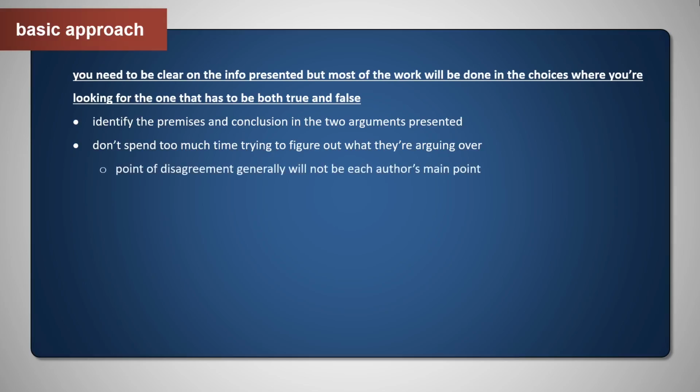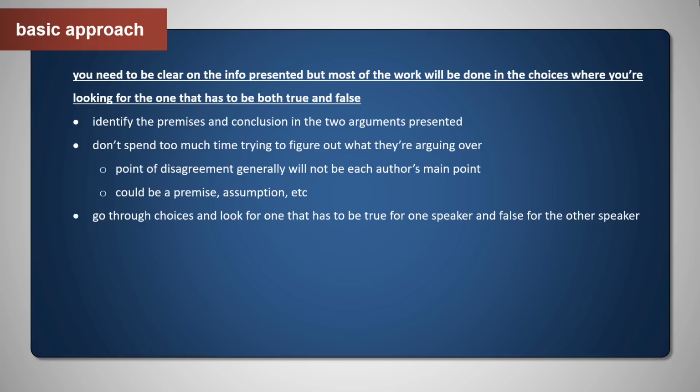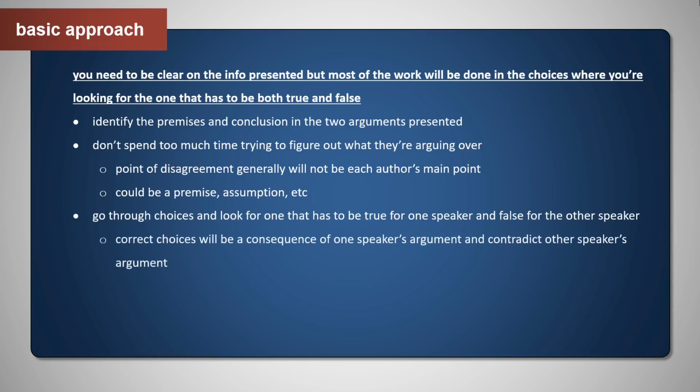Now, the other thing is that the point of disagreement will generally not be each author's main point. It might, but it won't necessarily be the author's main point. So author A says one thing and then author B says, well, I disagree for these reasons. It could be a premise that's involved, it could be an assumption, etc. So you don't want to spend too much time trying to figure out what they're arguing over. Instead, go through the choices and look for the one that has to be true for one speaker and false for the other speaker. The correct choice will be a consequence of one speaker's argument, and it'll contradict the other speaker's argument. So once again, don't focus on the conclusions. Simply look: does the choice follow from one, and does it contradict the other?